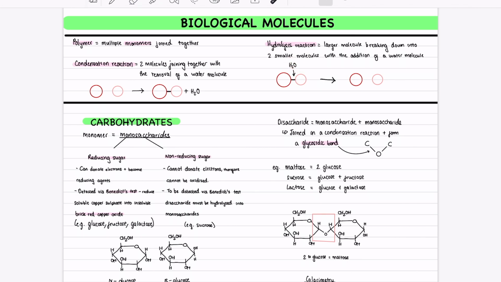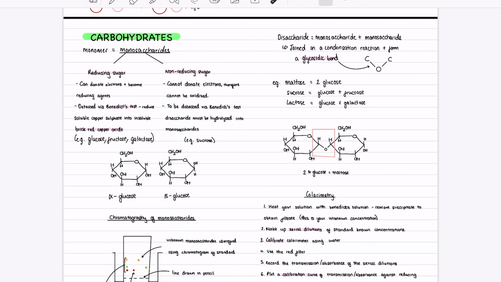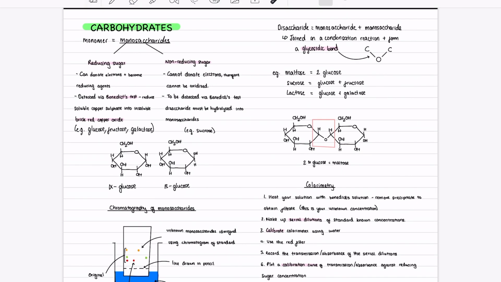The monomer in carbohydrates is called monosaccharides. They are split into reducing and non-reducing sugars. Reducing sugars can donate their electrons and become reducing agents. This is detected via the Benedict's test, which turns the blue copper sulfate solution into an insoluble brick red copper oxide precipitate. Glucose, fructose, and galactose are reducing sugars.